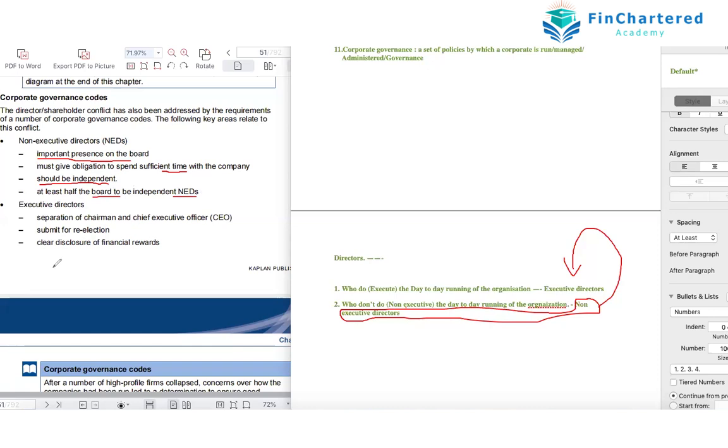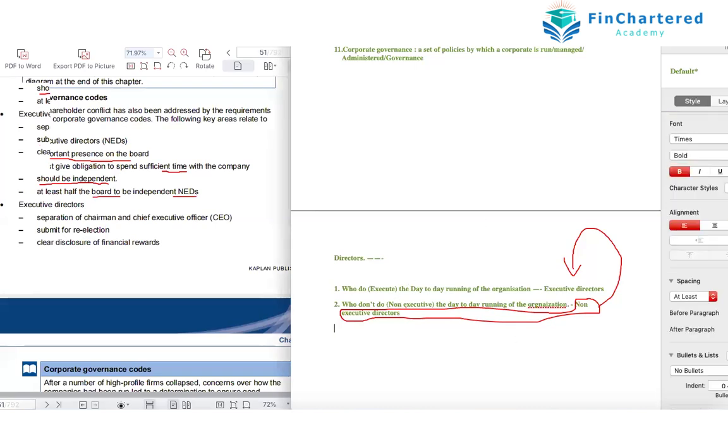Right. Another thing, which again, that is what it is with non-executive directors. But now, what is corporate governance again? Corporate governance is a set of policies by which we run, manage the organization, and we don't want the organization to be mismanaged, correct?